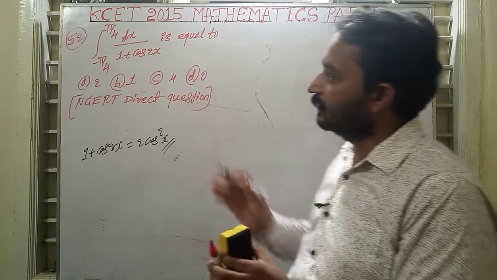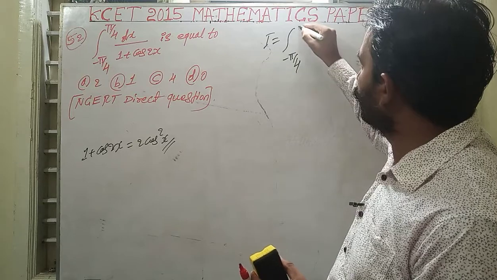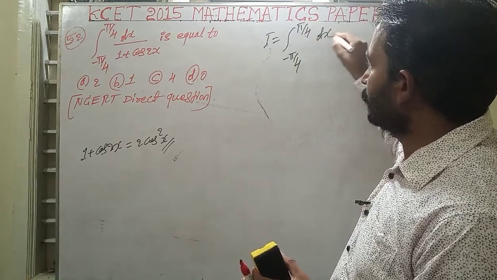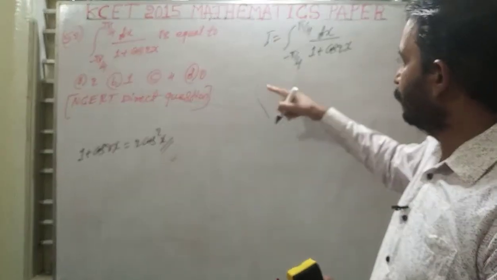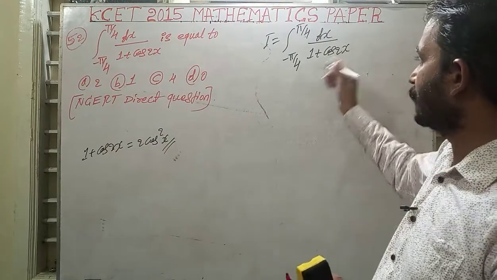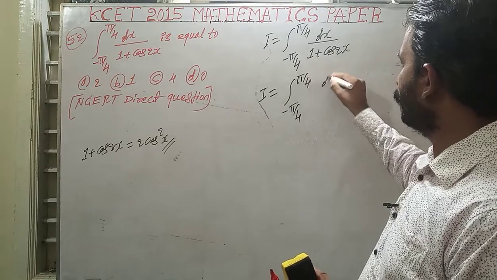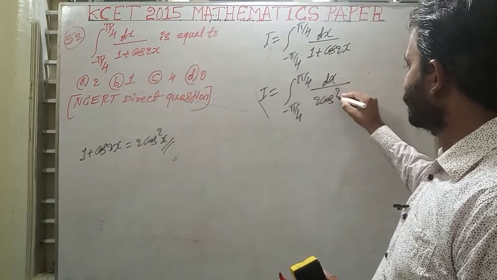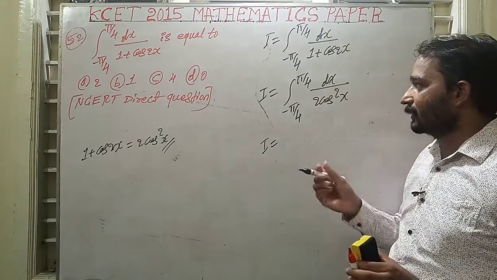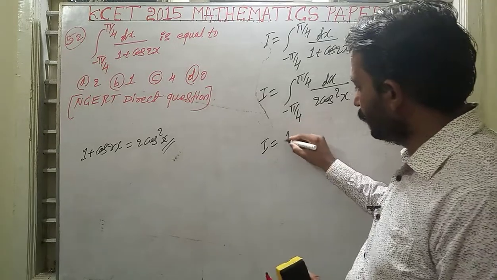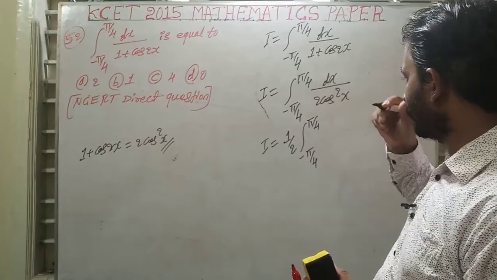So now let us take I is equal to integral from minus pi by 4 to pi by 4 of dx divided by 1 plus cos 2x. Now using the formula, 1 plus cos 2x can be written as 2 cos square x. In this place I is equal to integral from minus pi by 4 to pi by 4 of dx divided by 2 cos square x. Here 1 by 2 is the constant. According to the rules of integration, we take 1 by 2 outside, remaining integration from minus pi by 4 to pi by 4 of dx by cos square x.